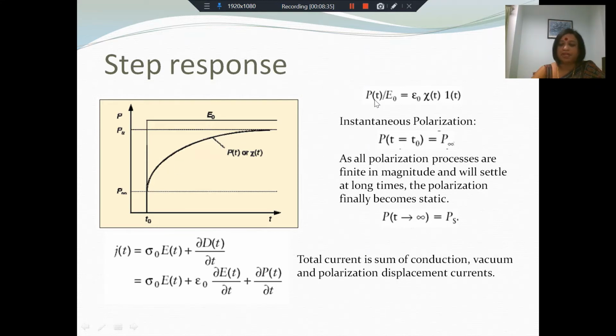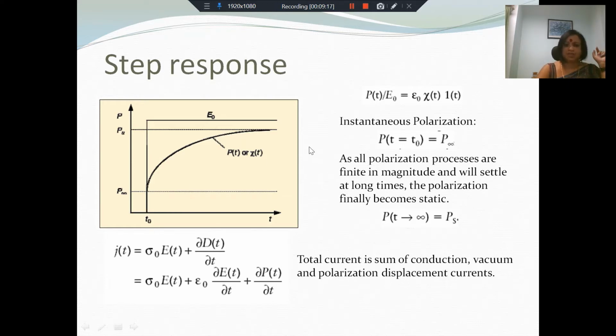We also remember that P(t) by E naught, E naught being the electric field applied, is given by epsilon naught chi(t). 1(t) is the unit step which is applied, and the response to that, P(t) by E naught, is governed by epsilon naught, the permittivity of free space, and chi(t), which is susceptibility. So the electric susceptibility of the medium is a time varying quantity, and because of that, even when you have a step energization, you have a polarization which is time varying, and ultimately this time varying polarization will reach a steady state.